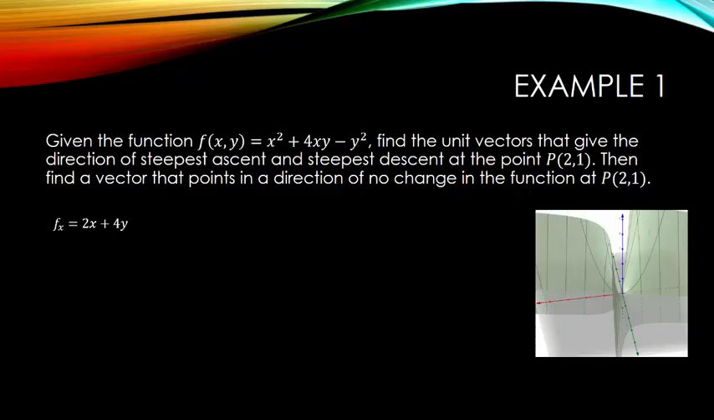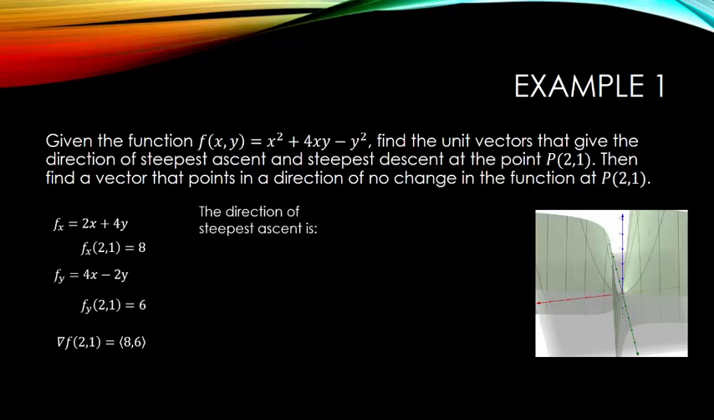The partial derivative of f with respect to x, or fx, is given by 2x plus 4y. fx evaluated at (2, 1) gives me 8. The partial of f with respect to y, or fy, is given by 4x minus 2y, and fy at (2, 1) is 6. The gradient of f evaluated at the point (2, 1) is given by the vector with components 8, 6.